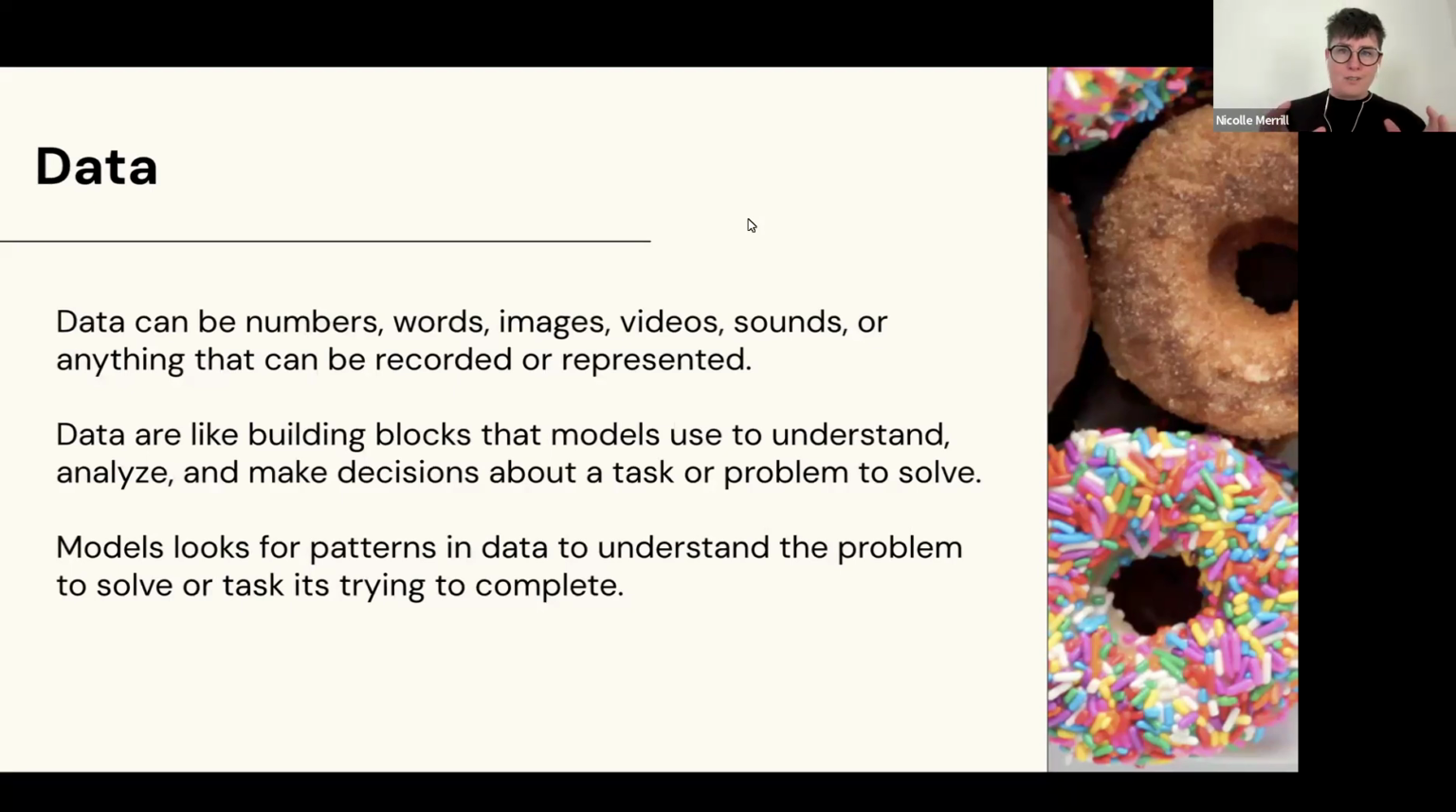A lot of what we do online is tracked. Our behaviors, sometimes offline, are also tracked. And so that is turned into data. And oftentimes that data is being used in AI to make predictions, to solve problems, or in generative AI cases, to create new content. And so think of data like building blocks that the models use to understand, analyze, and make decisions about a task or problem to solve. Models, which we just learned about, look for patterns in the data to understand the problem to solve or the task it's trying to complete.